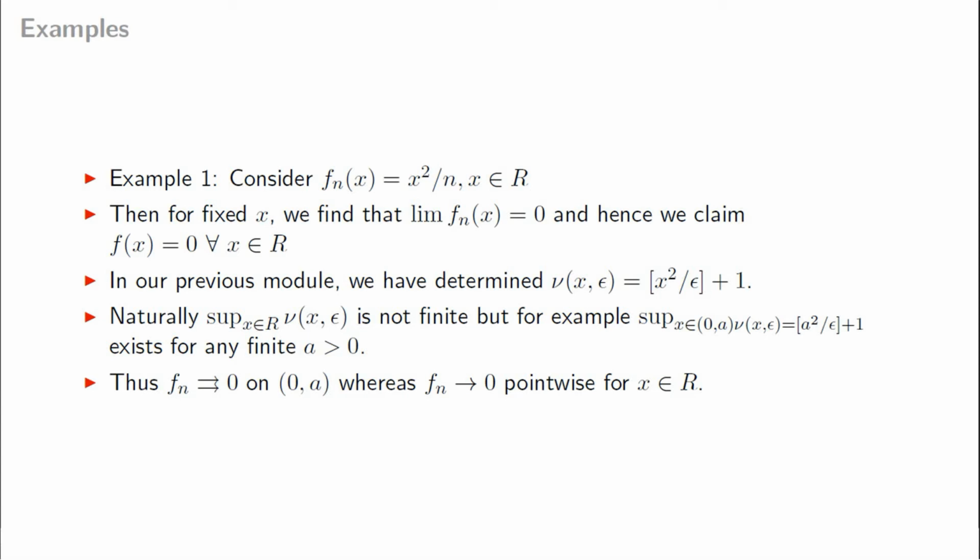So, we find that pointwise convergence does not always imply uniform convergence, but uniform convergence over 0 to A implies pointwise convergence of f_n to the same function over the same interval 0 to A.